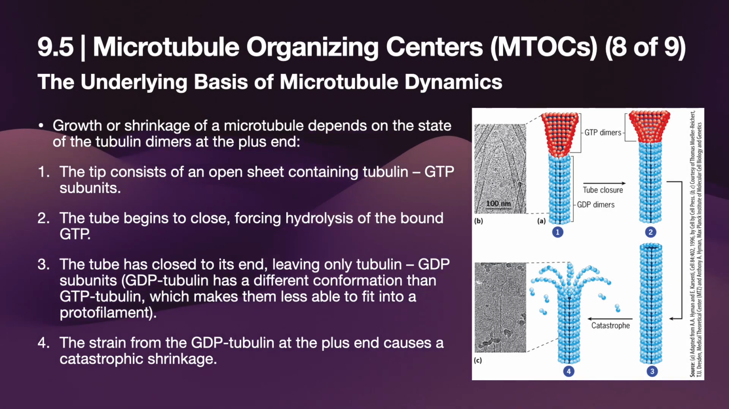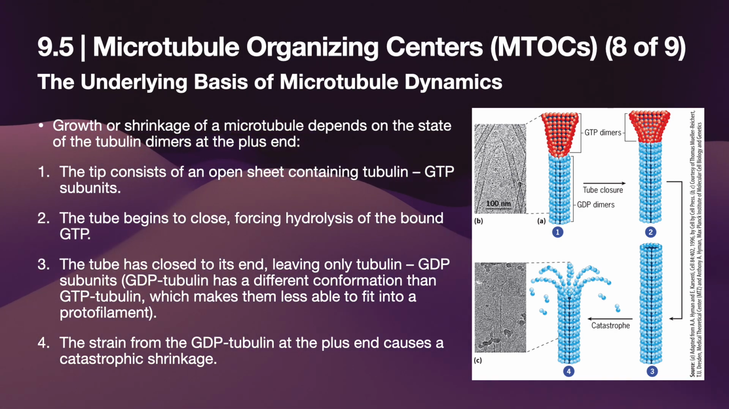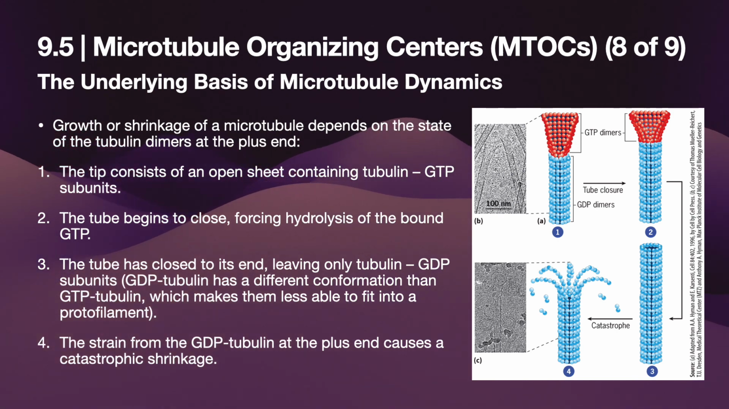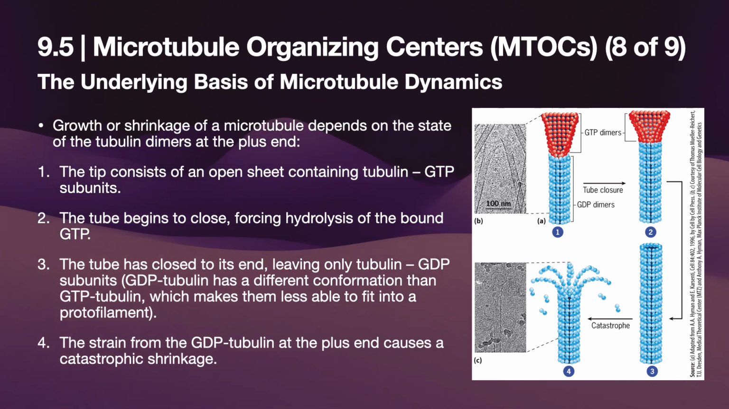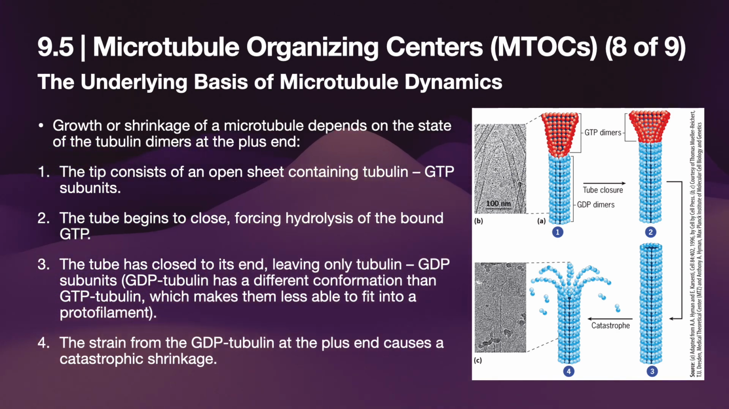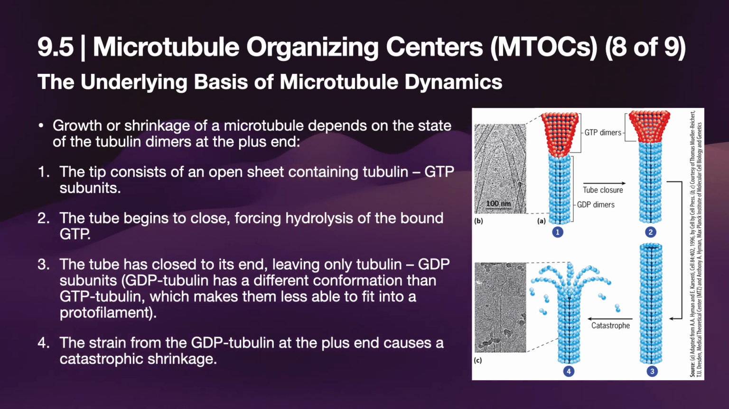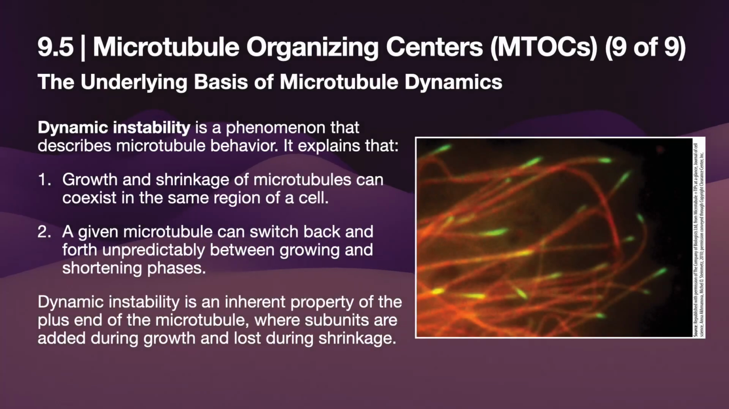The growth or shrinkage of a microtubule depends on the state of the tubulin dimers at the plus end. The tip, consisting of one open sheet, contains tubulin GTP subunits. The tube begins to close, forcing hydrolysis of the bound GTP. The tube has closed to its end, leaving only tubulin GDP subunits. The GDP tubulin has a different conformation than the GTP tubulin, which makes it less able to fit into a protofilament. The strain from the GDP tubulin at the plus end causes what we call catastrophic shrinkage.